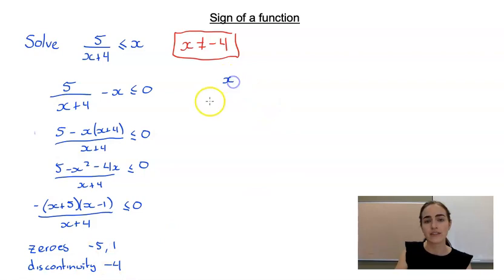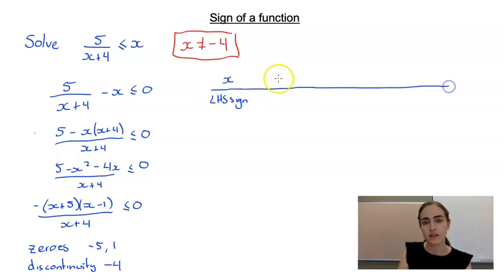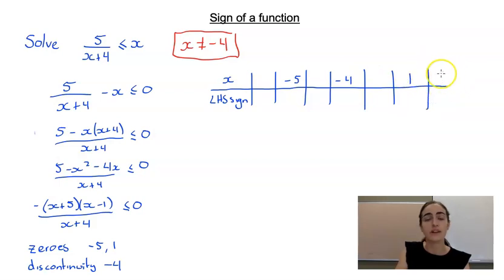So those are the values that we're going to build our table around. So we're going to have x, and we're going to have the left-hand side of the equation, the sign of that. So we'll leave a space. Our lowest value there is -5. Leave another gap. Then we've got -4. Leave another gap. And then we've got 1. At -5 and at 1, the value of that function on the left-hand side is going to be 0. And at -4, it's a discontinuity, so that doesn't exist.